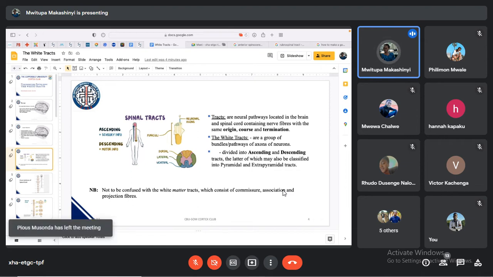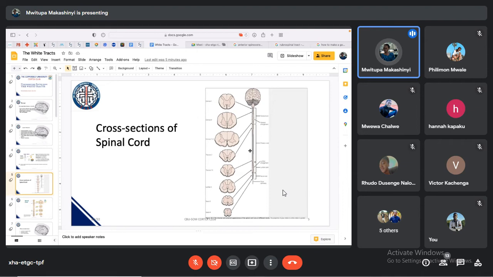So I've put a note at the bottom that says, don't confuse the white tracts with the white matter tracts. Maybe some of you are not like me, but for me, when I see things which are similar, I tend to think, oh, it's the same thing. It's not. White matter tracts are made up of commissure fibers, association fibers, and projection fibers. So that's just purely within the brain. Whereas the white tracts are within the brain, the spinal cord, and they extend up until even your limbs. So I hope that distinction is clear. White matter tracts are just for the brain, and then white tracts are the brain, the spinal cord, and even your limbs. Okay.